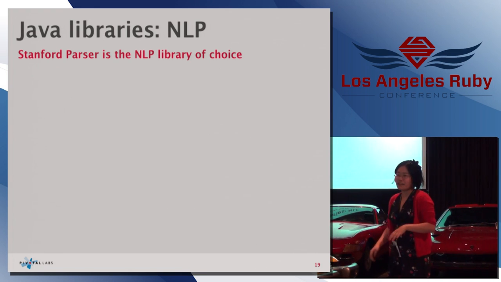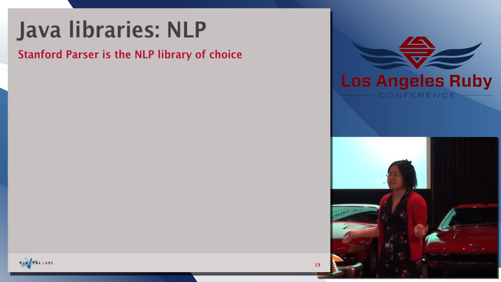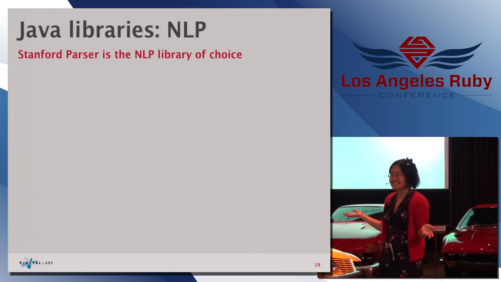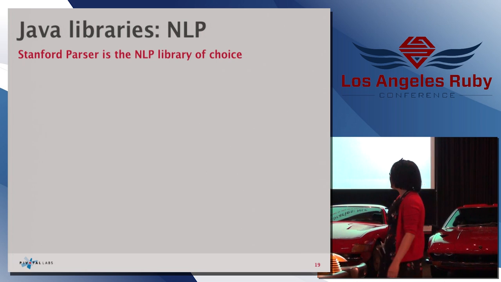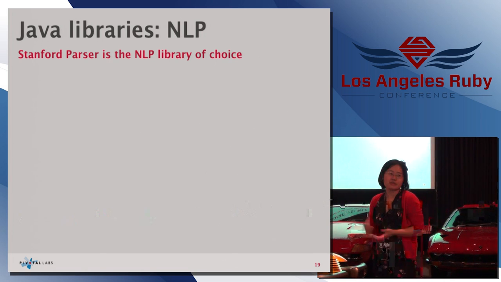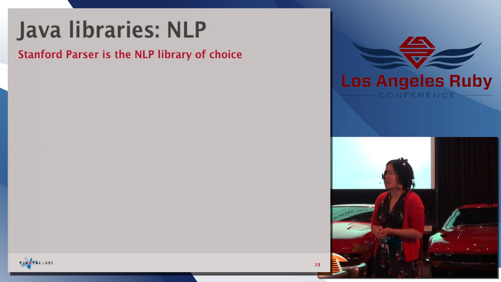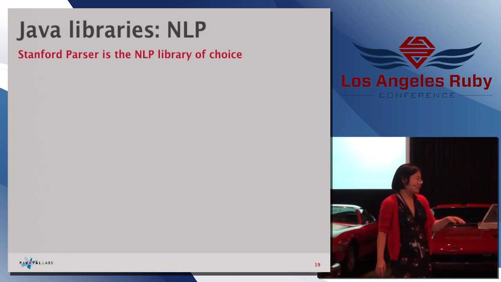So if any of you guys are interested in doing natural language processing, the Stanford parser is the NLP library of choice, and it's implemented in Java. And if you're using JRuby, you can call it just like it was a Ruby library.